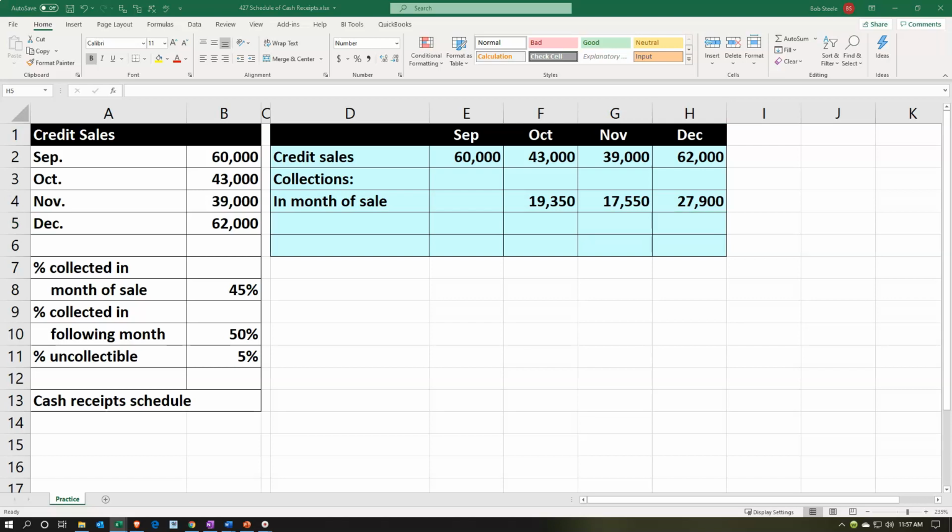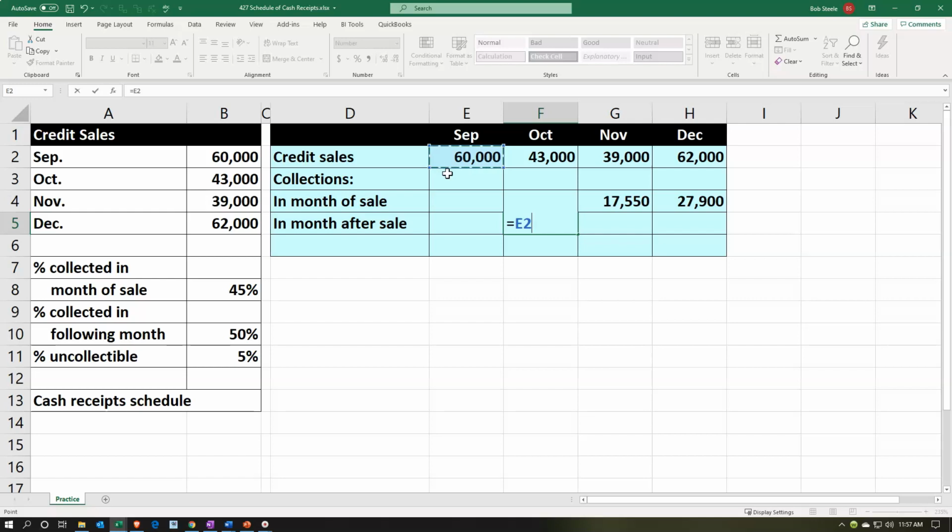Then we're going to do the next item, which is going to be in the month after the sale. So now this is where we're going to have to take into consideration what happened in September, because we're going to say that September sales happened of the 60,000. I'm focusing on October, November, December, but we're going to collect on some of those September sales in October, the following month, 50% of them. Therefore, I'm going to say that this equals the 60,000.